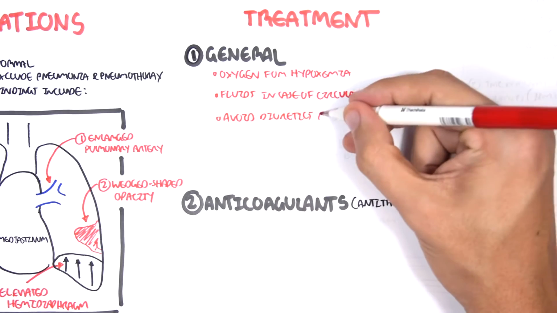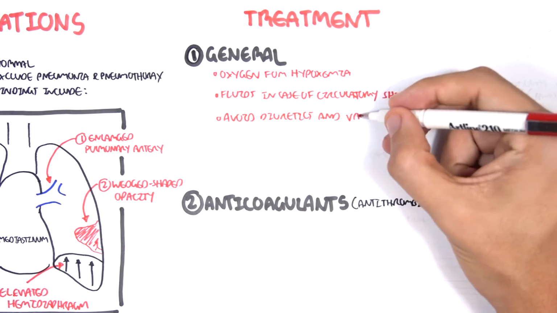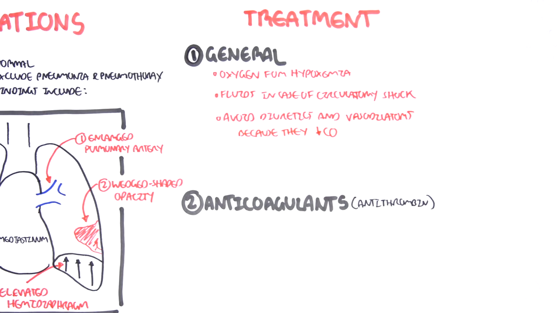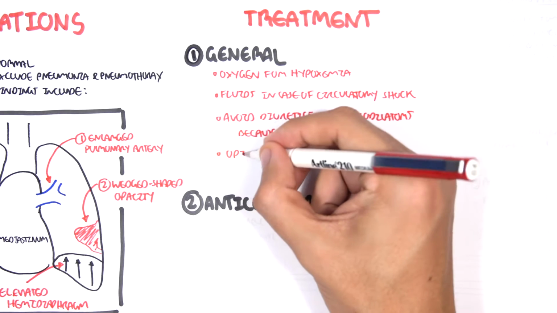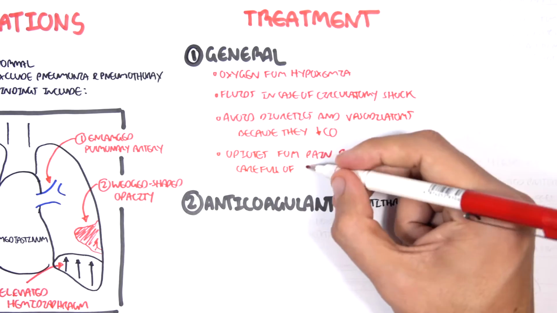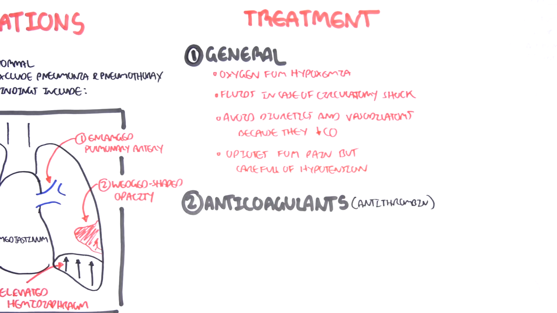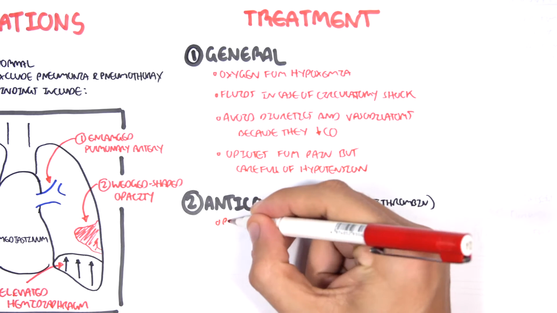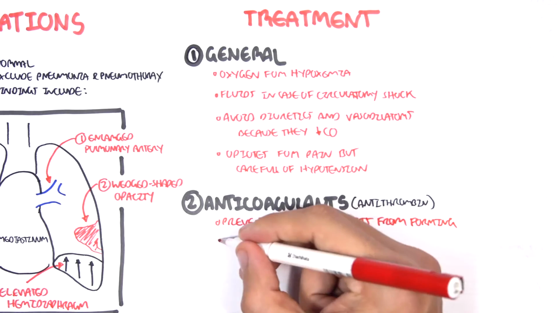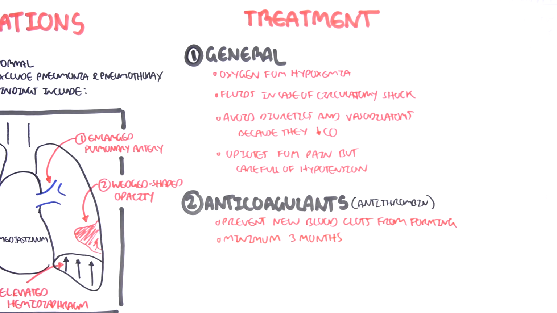And you have to avoid diuretics and vasodilators because these drugs decrease cardiac output, and in pulmonary embolism you usually already have a decrease in cardiac output, so it's dangerous. And you can use opioids for pain, but you have to be careful of hypotension. Then number 2, anticoagulants, which is very important. Anticoagulants are essentially to prevent new blood clots from forming, and they are used for a minimum of 3 months.